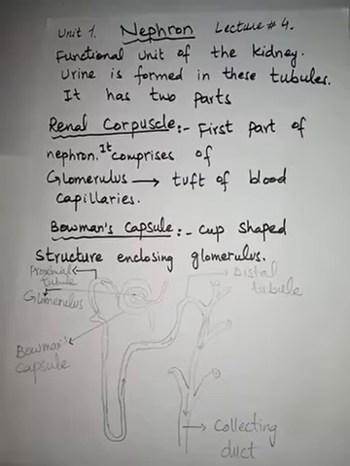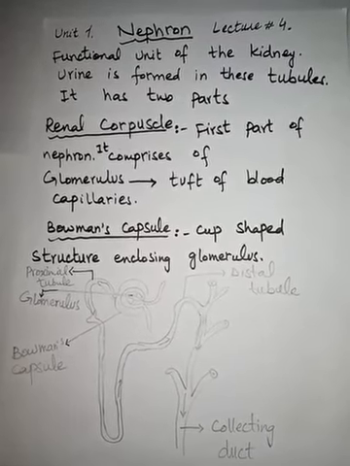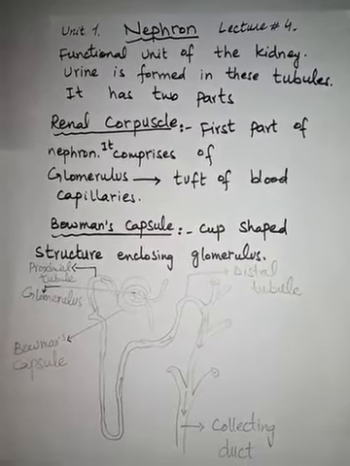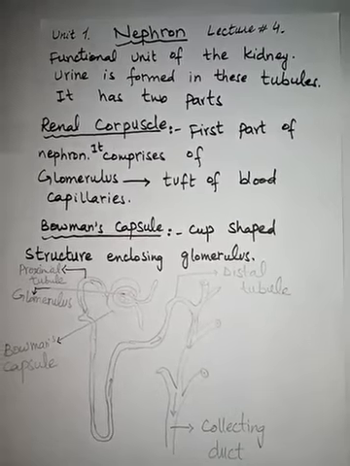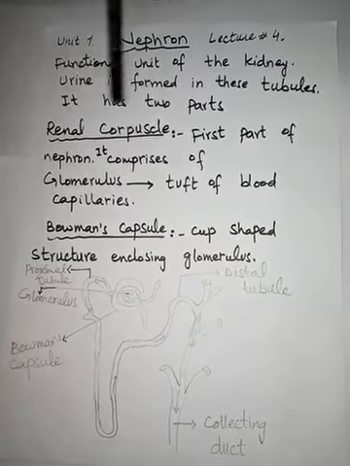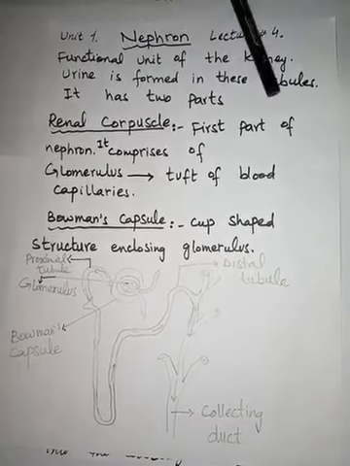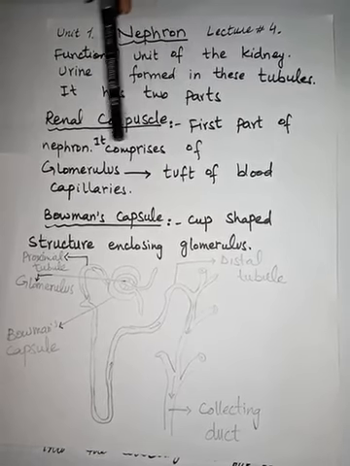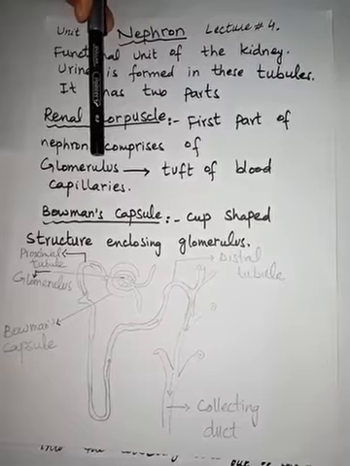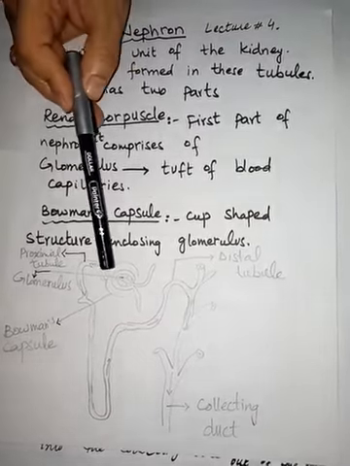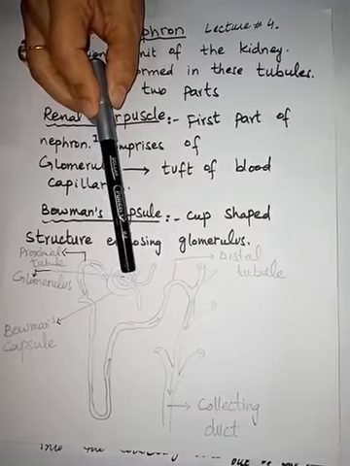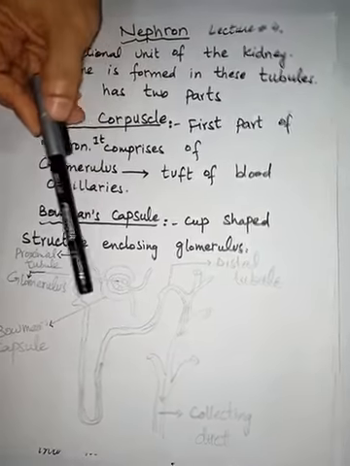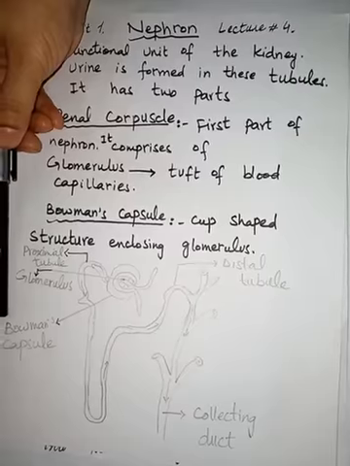There are over 1 million nephrons in each kidney. Each nephron has two parts, the renal corpuscle and the renal tubule. Renal corpuscle is the first part of the nephron. It consists of two structures, the glomerulus and Bowman's capsule. This is a tuft of blood capillaries, the glomerulus, and a cup-shaped structure known as Bowman's capsule.